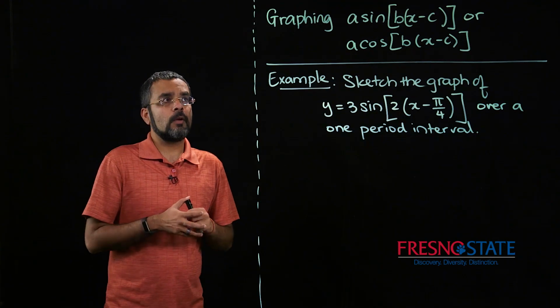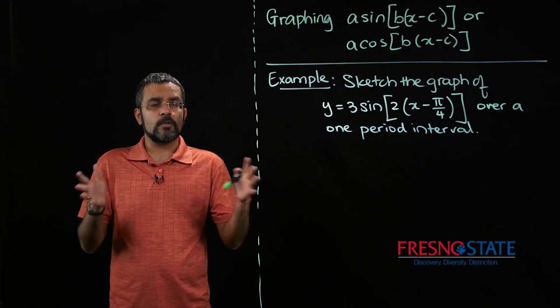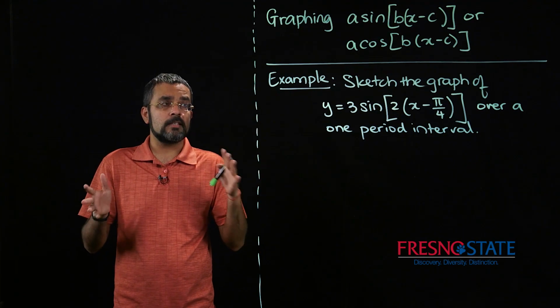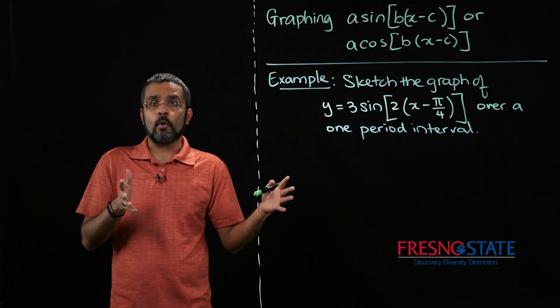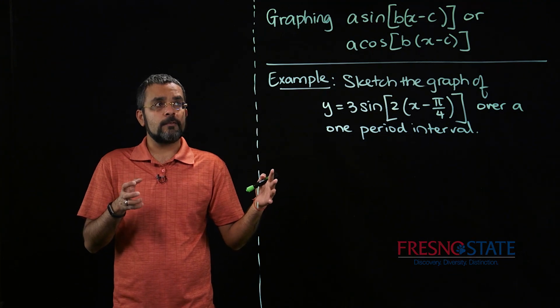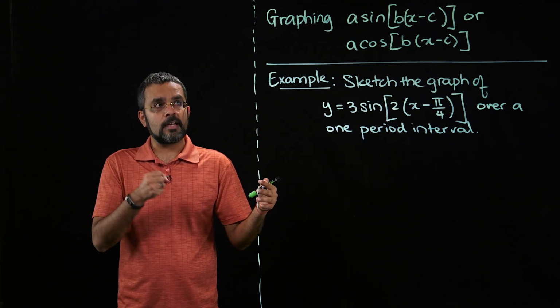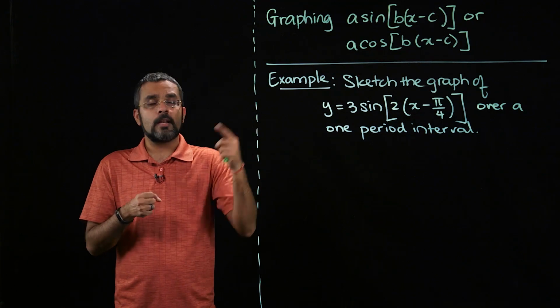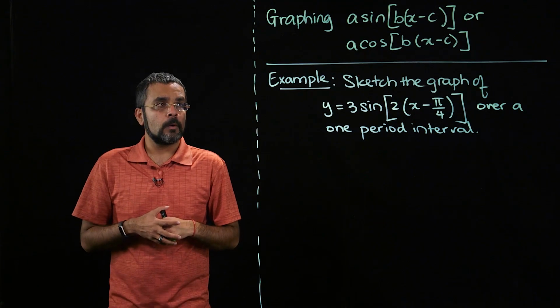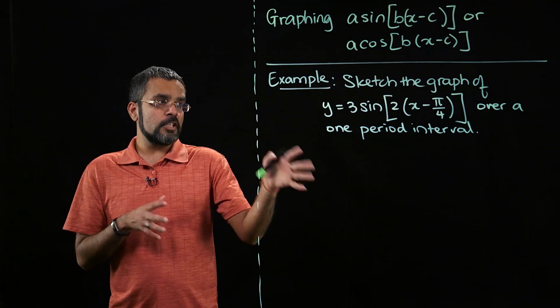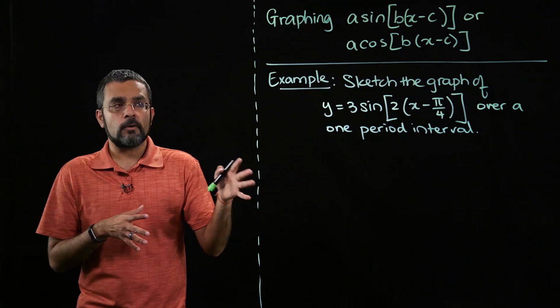Now if you remember, the graphs of sine and cosine really have no difference in shape. The only thing that's different is their starting point, in a sense. And as I said, if you just shift a sine graph a little to the left, you're going to end up with a cosine graph. So the procedure for graphing sine and cosine really remains the same.